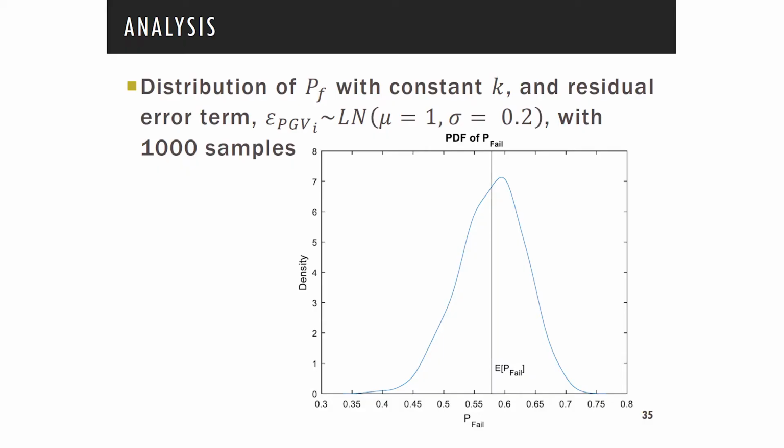So this would be the distribution of the probability of failure if we assume a constant parameter, okay? And then the error around the PGV is random. And so essentially we'd have a distribution of the probability of failure, and your expected probability of failure for the entire system would be one point estimate, which is shown by this vertical line in the middle, okay?